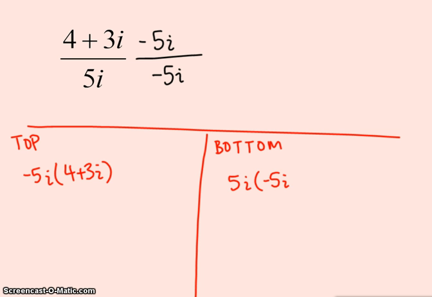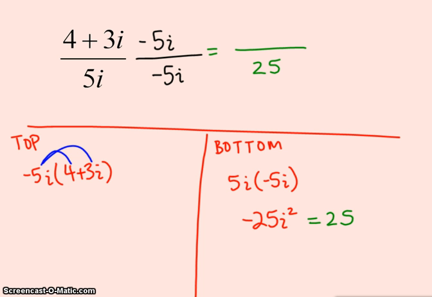5i times negative 5i. The bottom's pretty easy. This is going to result in negative 25i squared. Remember, i squared is negative 1, so this is 25 on the bottom of my fraction. Okay? And then we need to distribute the negative 5i to the 4 and to the 3. So I have negative 20i, and then negative 5 times positive 3 is negative 15, and i times i is i squared. So this is actually going to result in a positive 15.